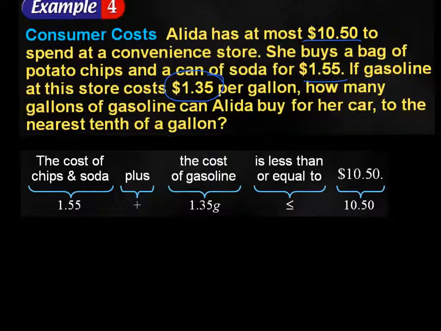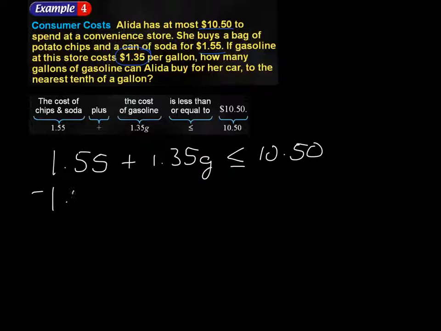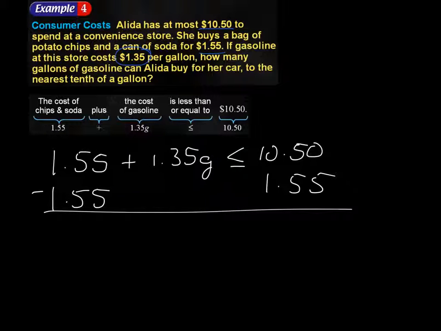Okay, we're going to choose to ignore the fact that our numbers are outdated and just work with them. They say the cost of soda and chips was $1.55 plus the cost of gasoline is going to be $1.35 per gallon. They use G for gallon, that makes sense. It has to be less than or equal to $10.50. So to solve, we're going to subtract $1.55 from both sides of the inequality. And we get 1.35 G is less than or equal to 8.95.